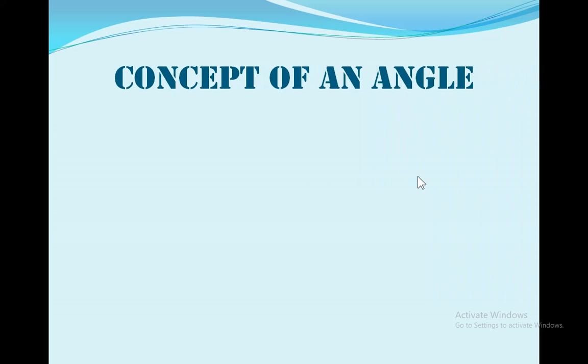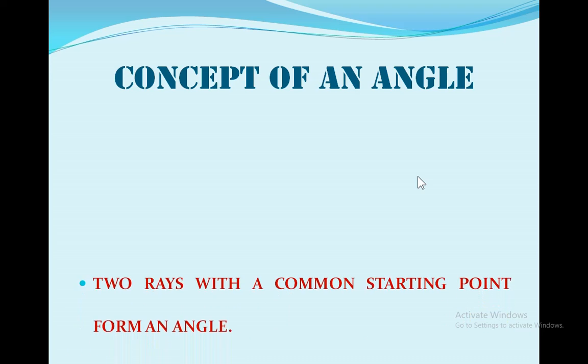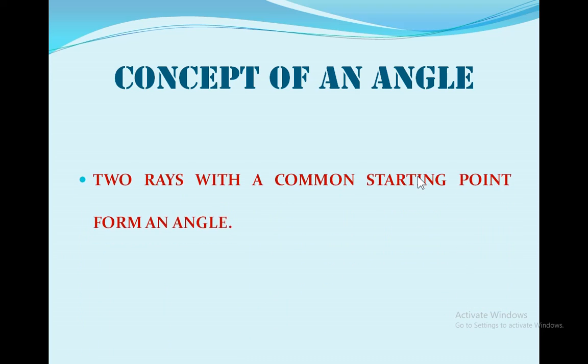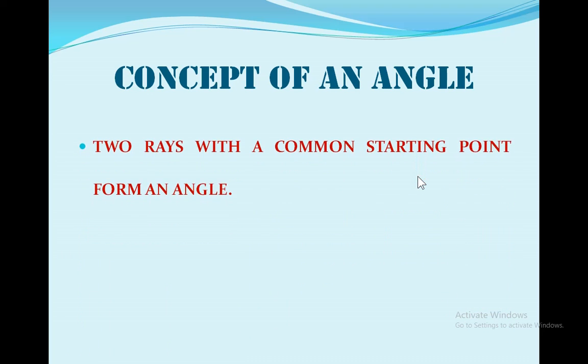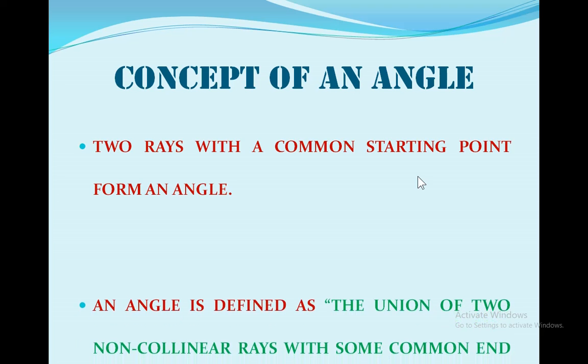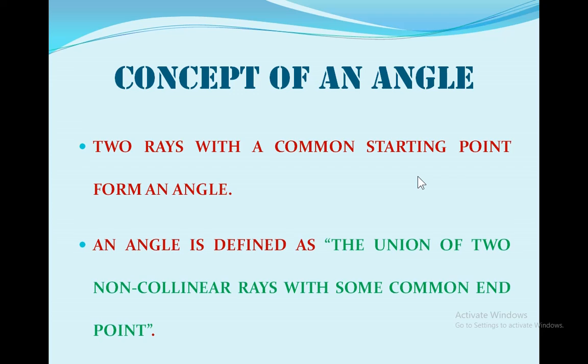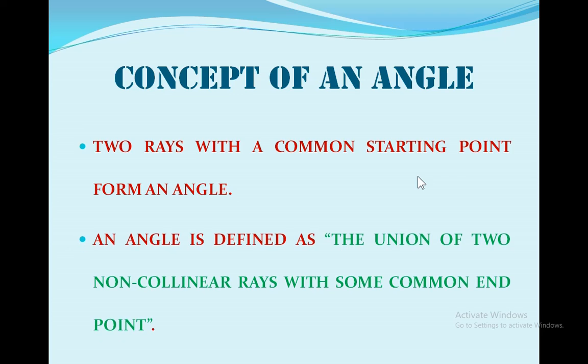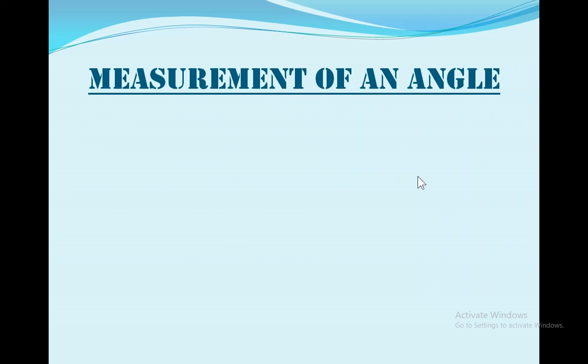Next is the concept of an angle. There are two simple definitions. We can define that an angle is defined as the union of two non-collinear rays with a common endpoint. Measurement of an angle. How to measure an angle? One measurement is the degree and the other one is radian.